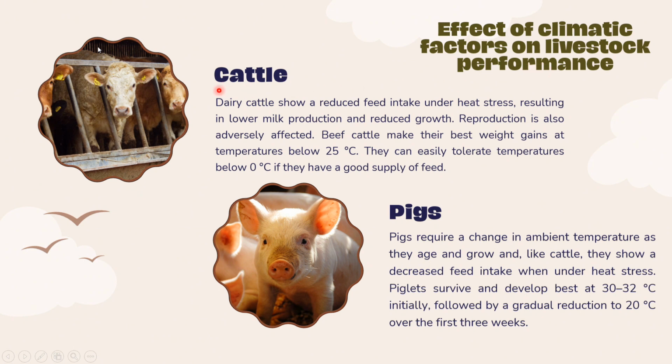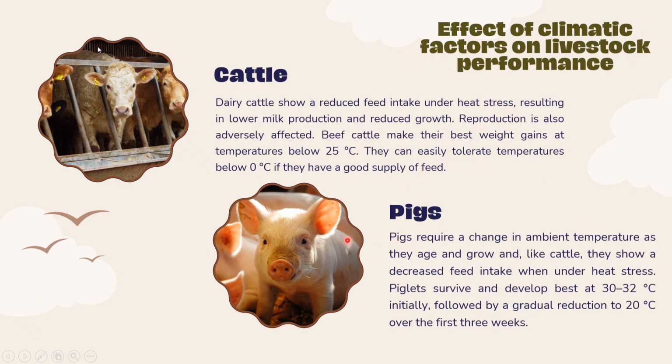Cattle. Dairy cattle show a reduced feed intake under heat stress, resulting in lower milk production and reduced growth. Reproduction is also adversely affected. Beef cattle make their best weight gains at temperatures below 25 degrees C. They can easily tolerate temperatures below 0 degrees C if they have a good supply of feed.